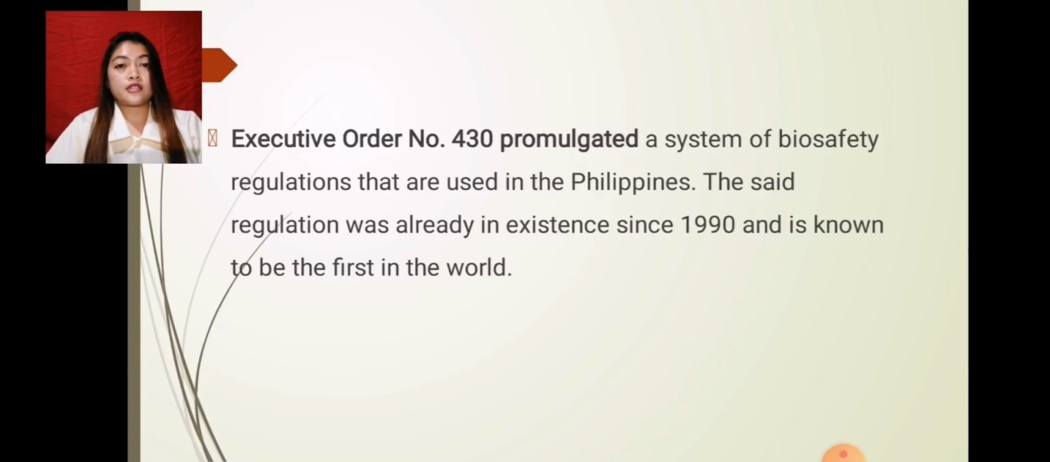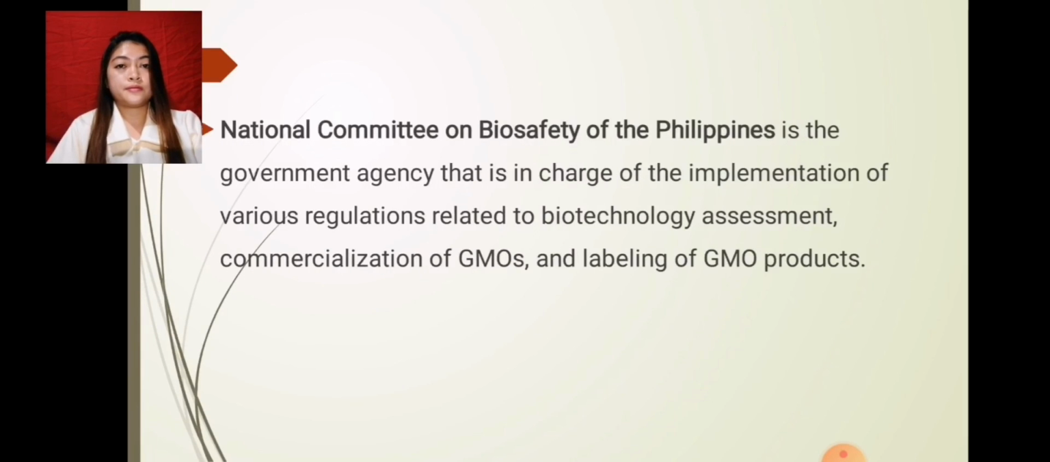Next one, Executive Order Number 430, promulgates a system of biosafety regulation that is used in the Philippines. The said regulation has been in existence since 1990 and is known to be the first in the world. The National Committee on Biosafety of the Philippines is the government agency in charge of the implementation of various regulations related to biotechnology assessment, commercialization of GMOs, and labeling of GMO products.